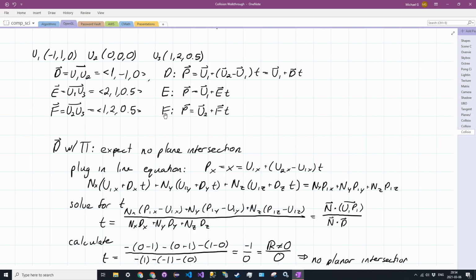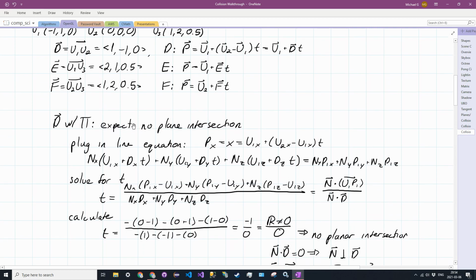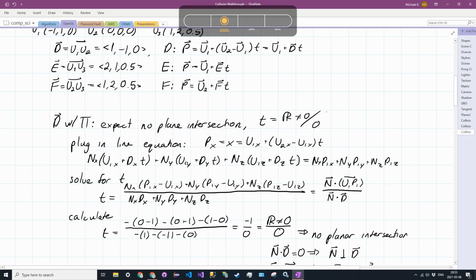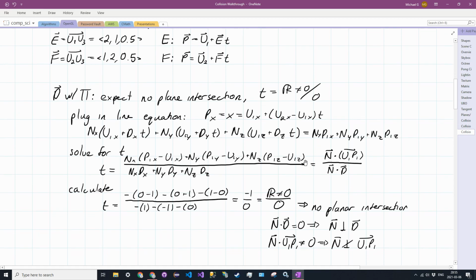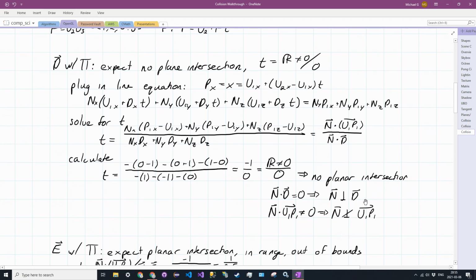face. So if we look at our vector D, we don't expect any plane intersection, and this can be indicated by a t which is equal to a real number over 0, not 0 over 0. And once again, geometrical interpretation, because the denominator is 0, so n dotted with d is equal to 0, so n is perpendicular to d. However, n is not perpendicular to the vector from point u1 to p1, so therefore u1 is not on the plane, just by simply the definition of the plane.